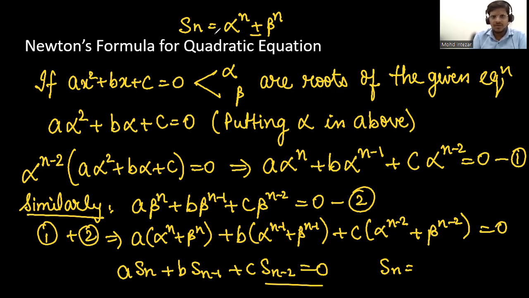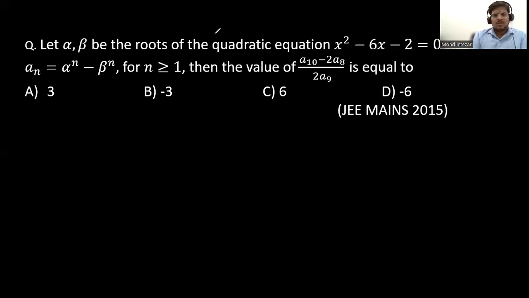Now let's see a question based on this, which was asked in JEE Mains 2015. The question says: if alpha and beta are the roots of the quadratic equation x square minus 6x minus 2 equals 0, and An equals alpha to the power n minus beta to the power n for n greater than or equal to 0, that is, n must be a natural number, then find the value of this expression.